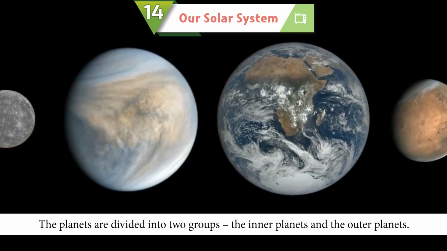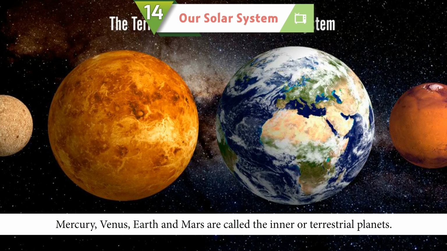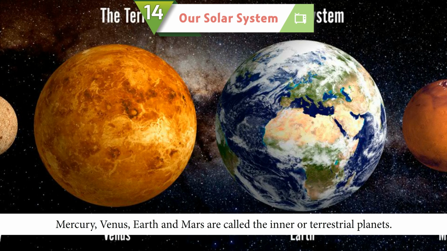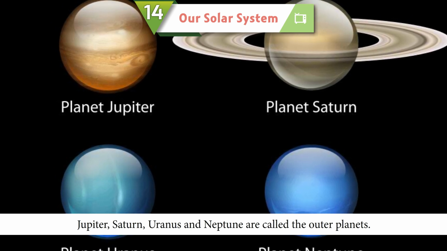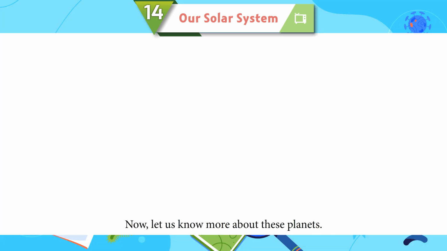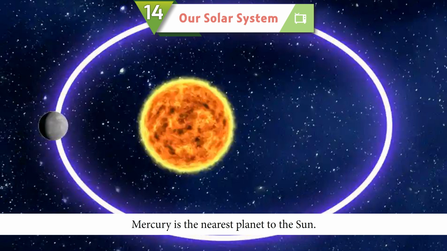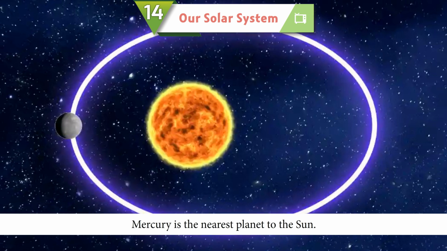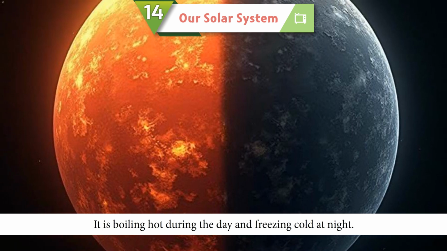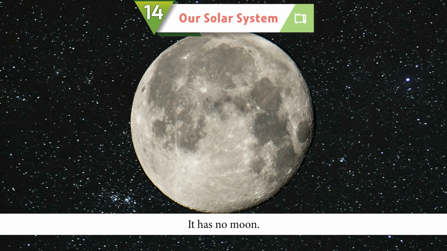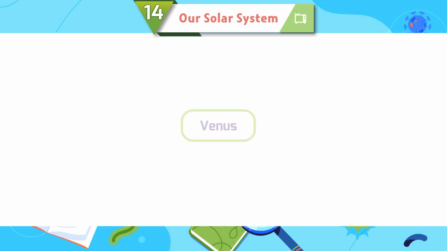The planets are divided into 2 groups, the inner planets and the outer planets. Mercury, Venus, Earth and Mars are called the inner planets or terrestrial planets. Jupiter, Saturn, Uranus and Neptune are called the outer planets. Now let us know more about these planets. Mercury. Mercury is the nearest planet to the Sun. It is the smallest planet in the solar system. It is boiling hot during the day and freezing cold at night. It has no moon. It revolves around the Sun in 88 days.